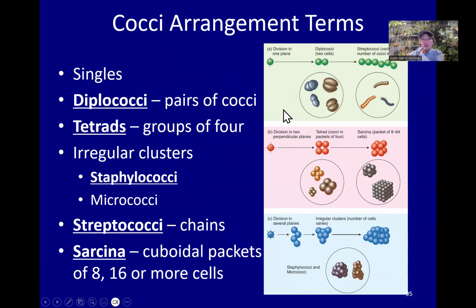where if they have only one plane of division, they can be diplococcus, where they split into chains of two, or they can continue to divide through that one plane of division and create long chains of streptococcus, because it's a long chain of spheres. If you have multiple planes of division, you can get tetrads, which are packets of 4, or packets of 8 with sarcina.